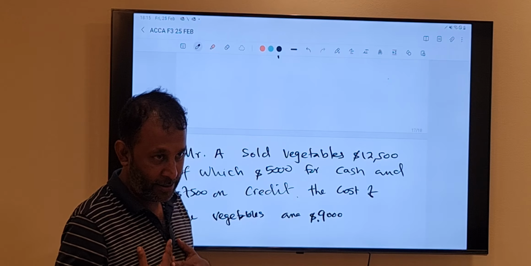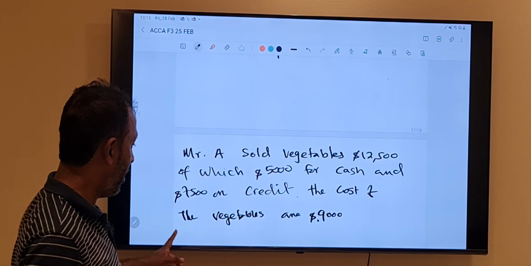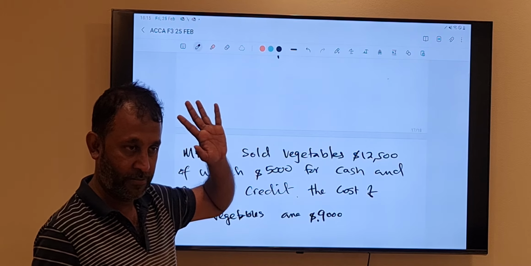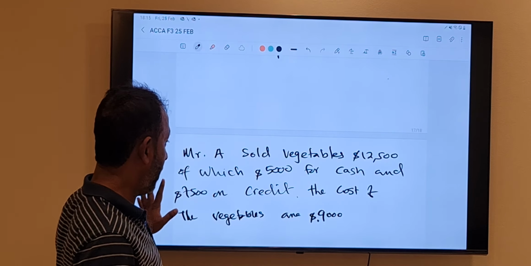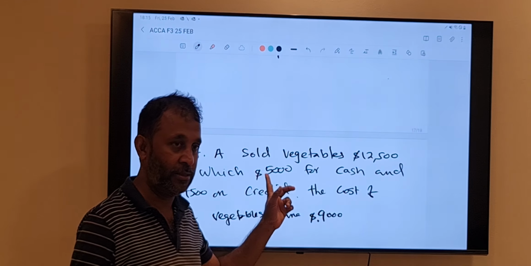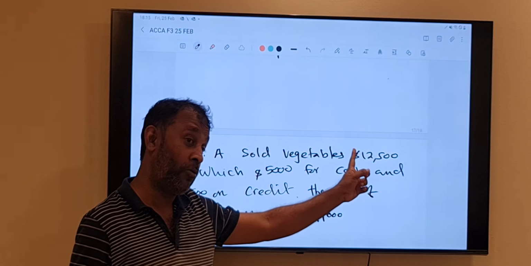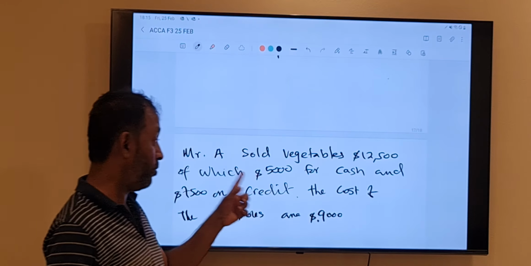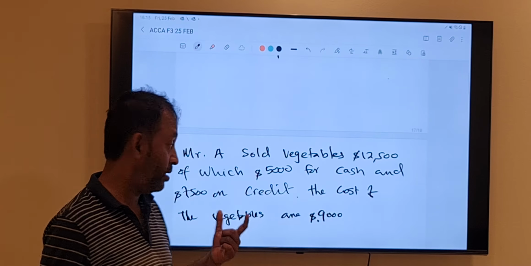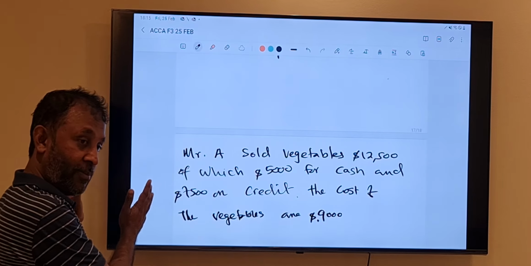Now, if you read again here, Mr. A sold vegetables for 12,500. Correct? Of this 12,500, how much cash did he get? 5,000. But what was the total invoice value? 12,500. But how much cash he got? 5,000. So, what is the difference? 7,500. What is that 7,500? Credit. That's one story. Sales.